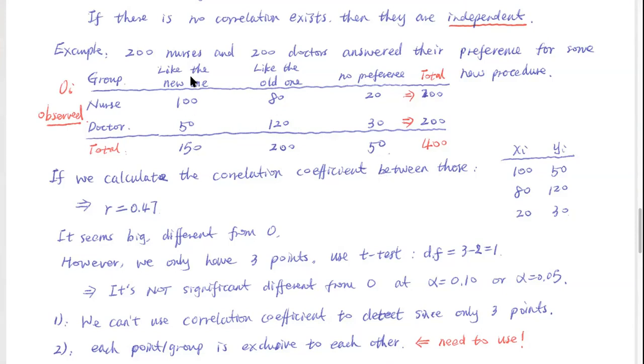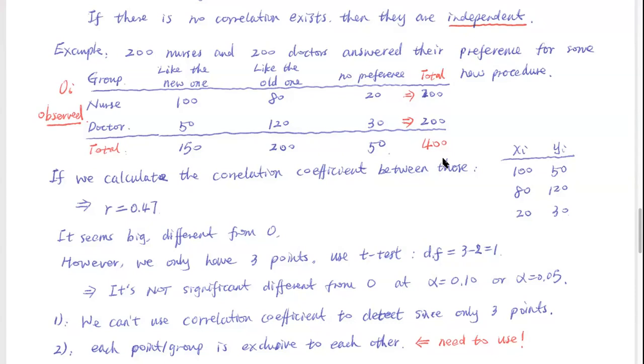So how many people altogether like the new one? 150. How many people like the old one? 200. How many people have no preference? 50. If you add them together, 150 plus 200 plus 50, altogether you get 400. So that's the total summation. Similarly, adding the summation of these two rows, 200 plus 200 gets 400. You can verify your calculation that way.